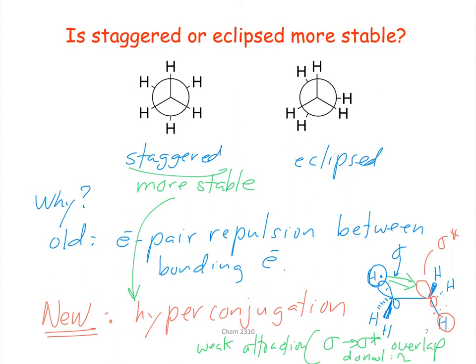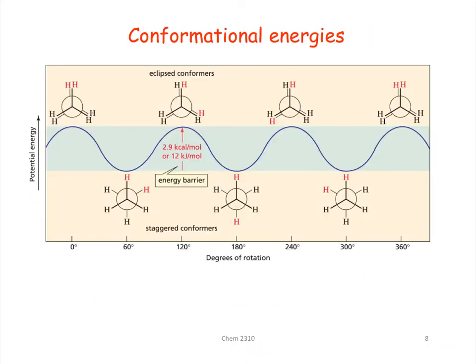I know, this is kind of more complicated. I kind of like the old explanation. Okay, staggered is more stable than eclipsed. Okay, so what happens if we just rotate one around the other? Okay, so here's a graph of the energies. All right, so we're going to start out, we're going to look at what's called a dihedral angle.